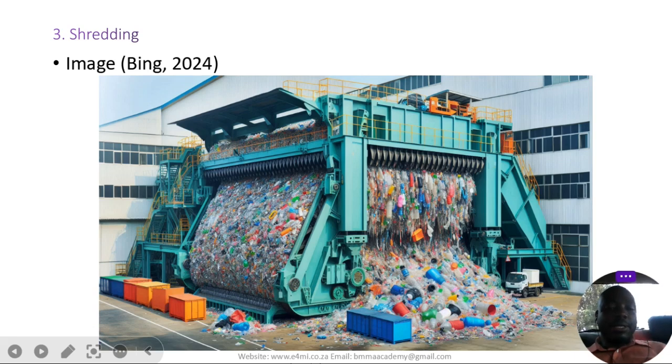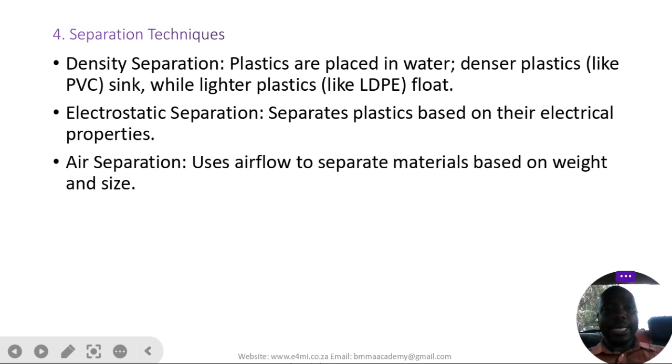So here is the plastic shredder machine, and this is where we put the plastics in so that they can be shredded into smaller pieces. Obviously, this is a large machine, as you can see. So if you do not have it, then it's quite advisable to also use your own hands.